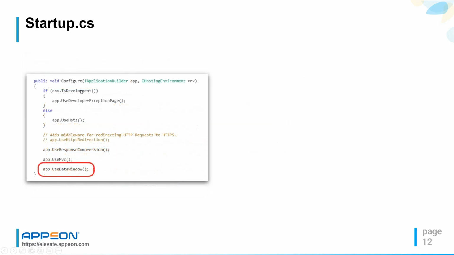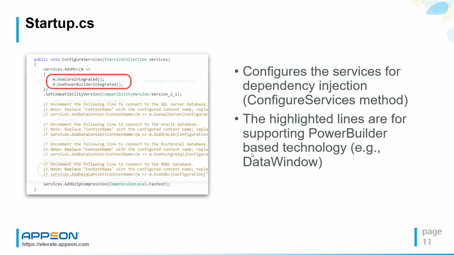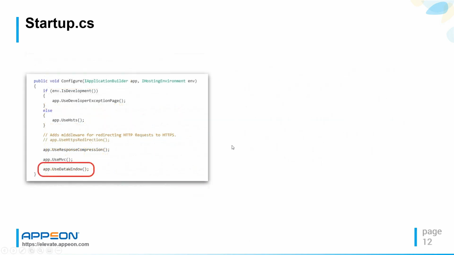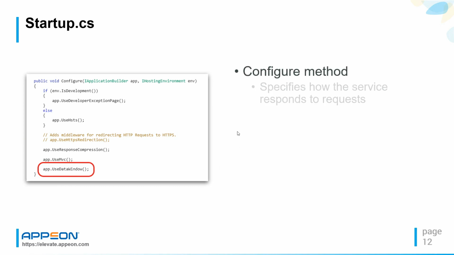The other one, there's actually 2 methods here. There is a configure services method, which we'll actually be touching several times throughout this, and then there's the configure method, which we will touch at one point, but we don't do so much with this. We spend most of our time with configure services. But anyway, here in the configure method, there's also this app.useDataWindow. So that's another place where a call is made that adds data window based capability to this project.